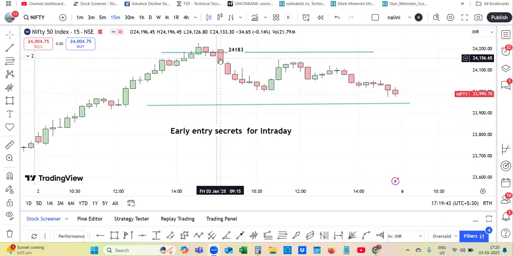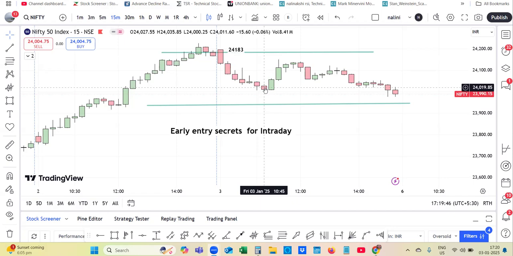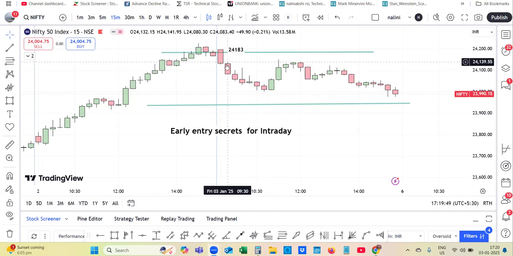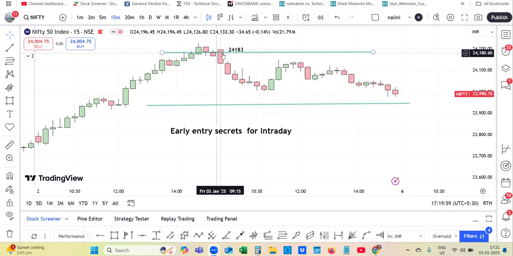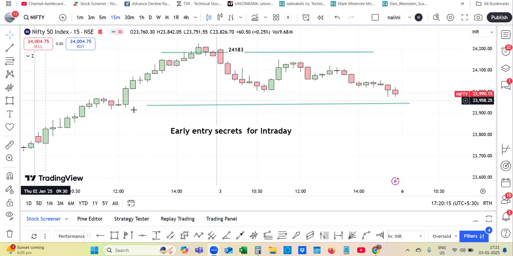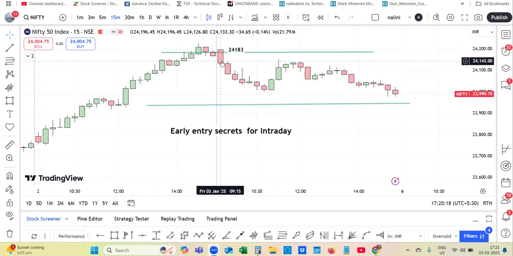For example, starting from 9:15 to 10:45, how many candles are there? 1, 2, 3, 4, 5, 6, 7 fifteen-minute candles are there. Each candle's closing price is given a weightage. For example, since this is the first candle, we are giving it 1 weightage. What is the closing price of this candle? Just as an example, I am showing it to you so that you see how the calculation is made.